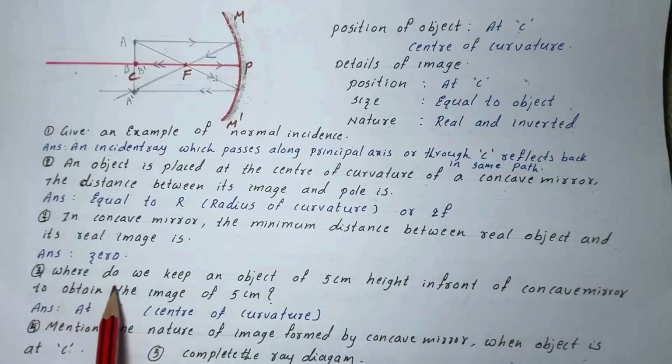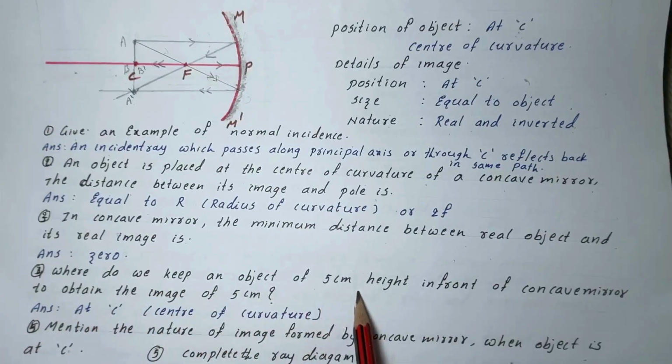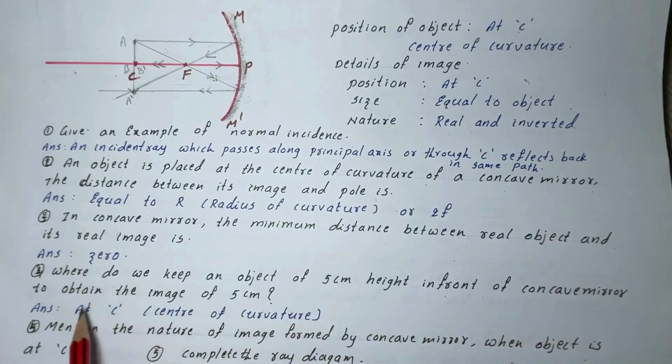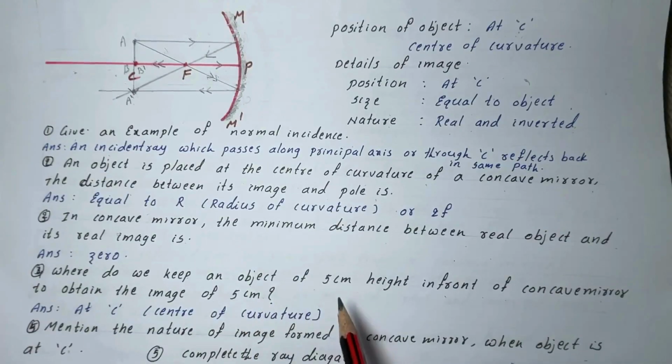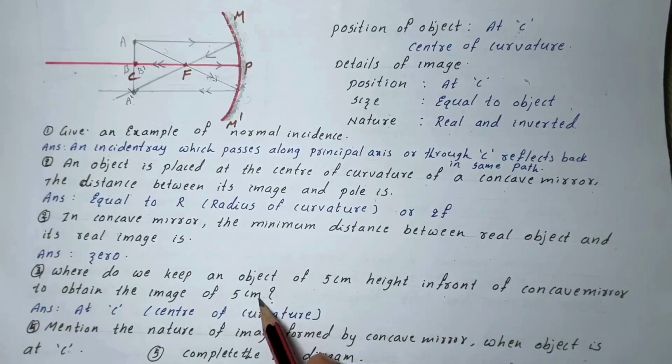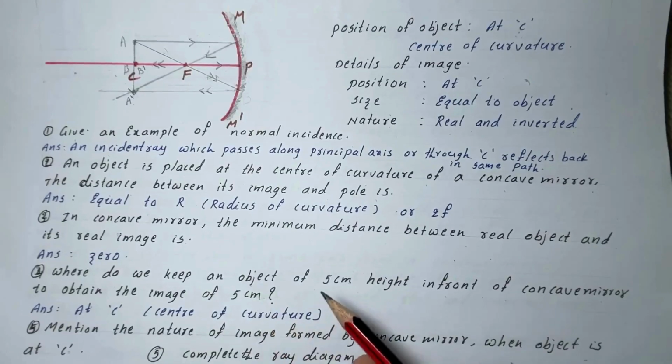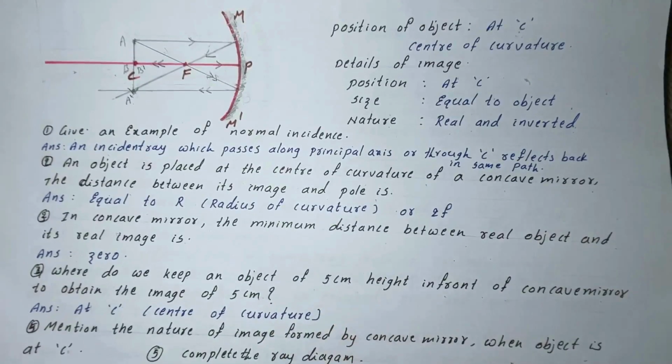And the next question is, where do we keep an object of 5 centimeter height in front of a concave mirror to obtain an image of 5 centimeters? Here in our question, the object size is equal to the image size. So when do we get the equal size image? When the object is kept at C. So our answer is at C, that is at the center of curvature.